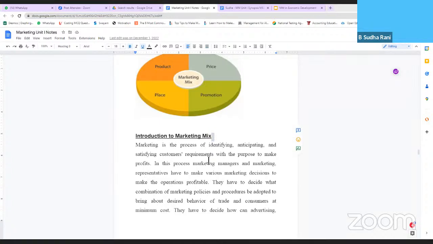Whatever the customer requires, understanding the customer needs, and not only understanding, anticipate means expect, predict what is required, and make sure that you provide such products so that the customer is satisfied. Again, this is with the object of profits only. So in this entire process of identifying, anticipating, and satisfying the customer requirements, marketing involves certain elements which are to be given due attention.